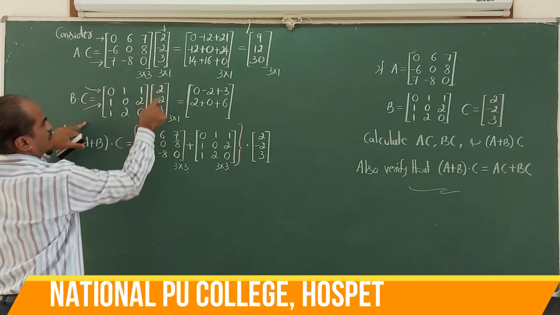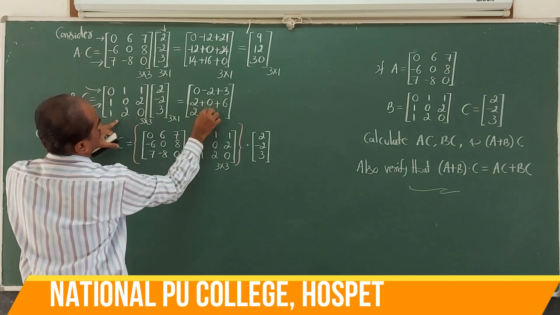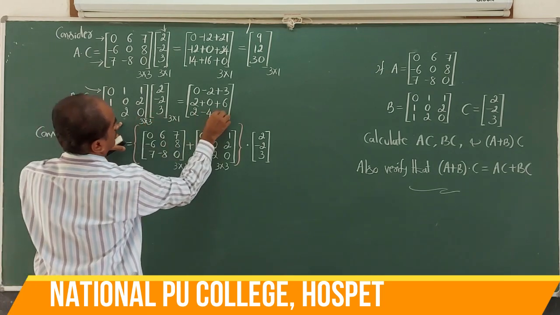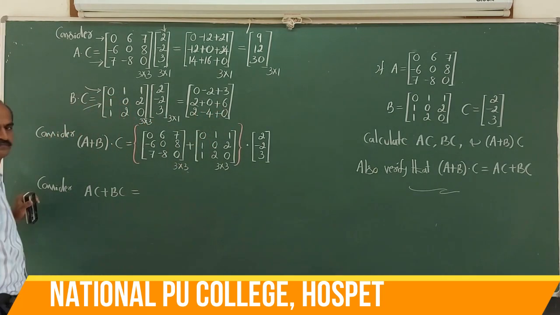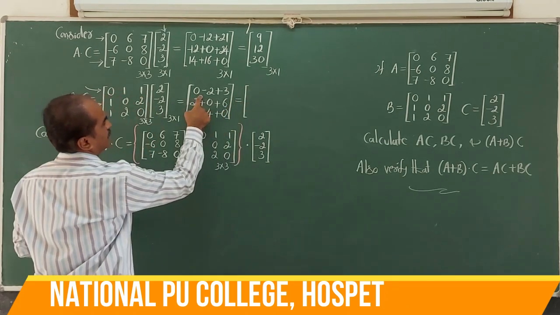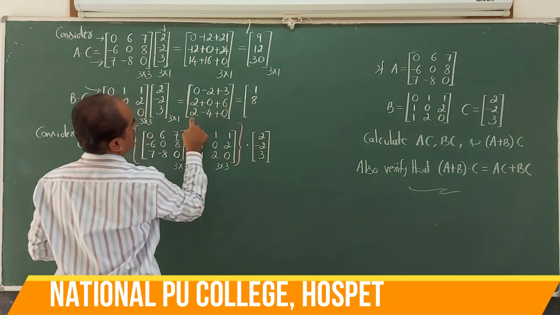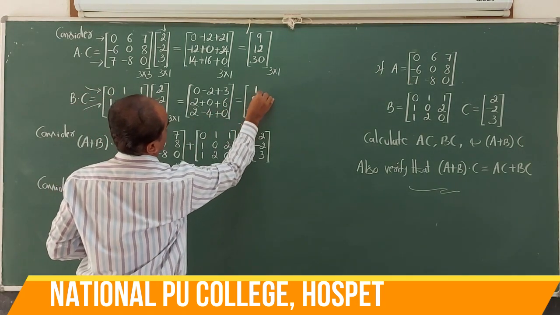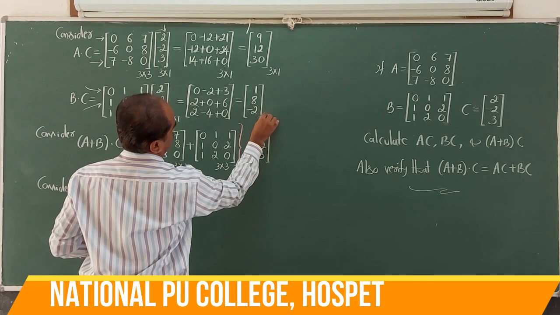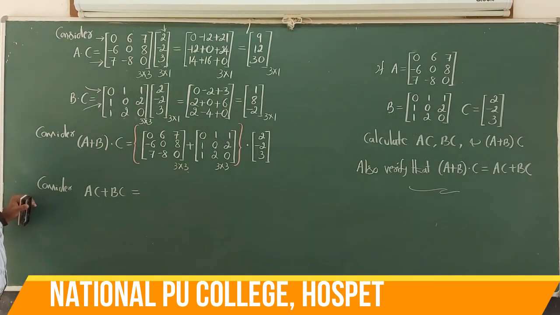Now, third row with this column. 1 into 2, 2, plus 2 into minus 2, minus 4, plus 0 into 3, 0. Simplify this. It is minus 2 plus 3, 1; 2 plus 6, 8; 2 minus 4, minus 2. So BC is completed.